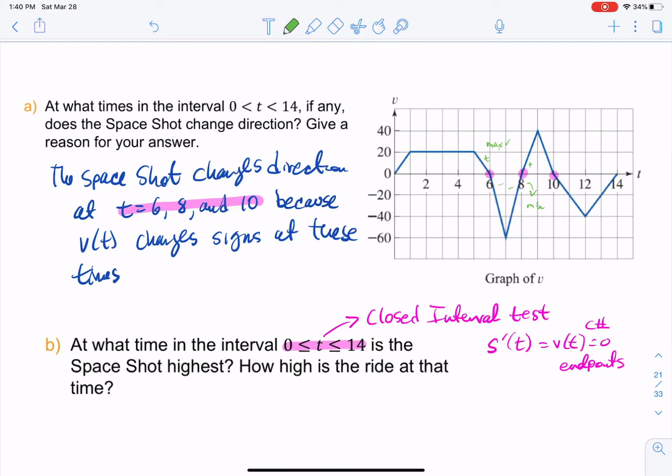And then over here at 10, it changes from positive to negative again, which means another relative max. So we basically only have to check these two against the position at each one of the endpoints to see which one is the highest. Which one do you have a feeling for? What do you think? It's not 8.